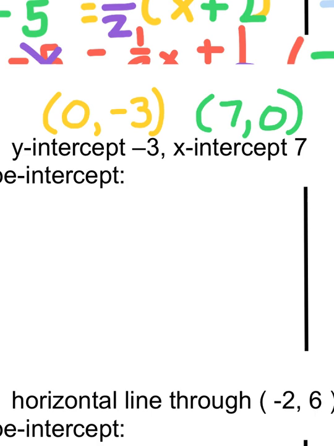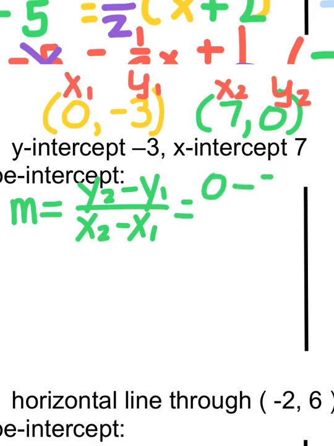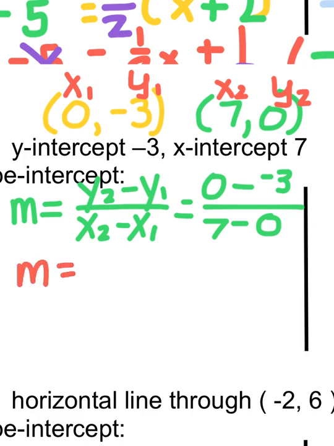What do we need for slope-intercept? Well, we need an m first, so let's do the m and the b. So the slope is found by doing y2 minus y1 over x2 minus x1. If you like, go back and label your points. So we'll have 0 minus negative 3 over 7 minus 0. And we end up with a slope of 3/7.